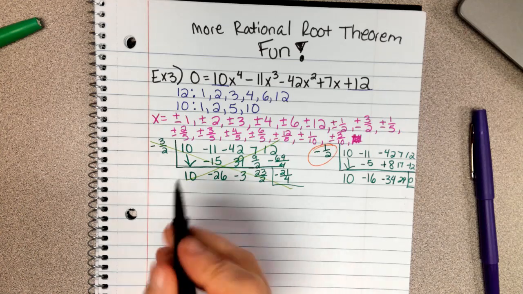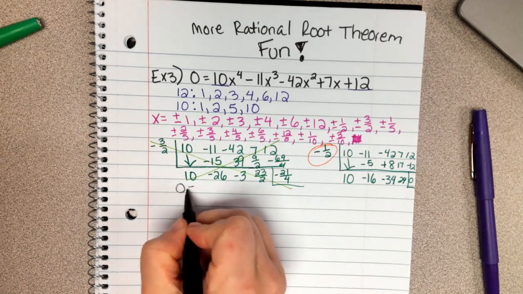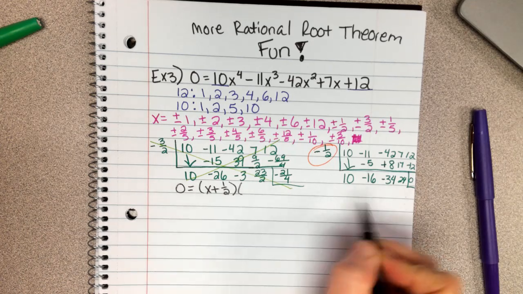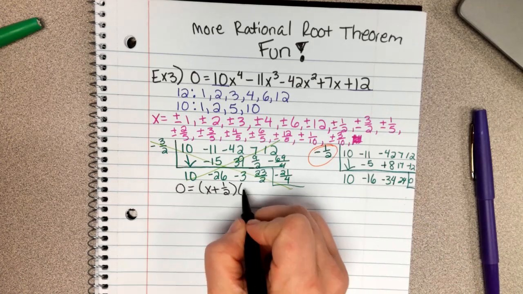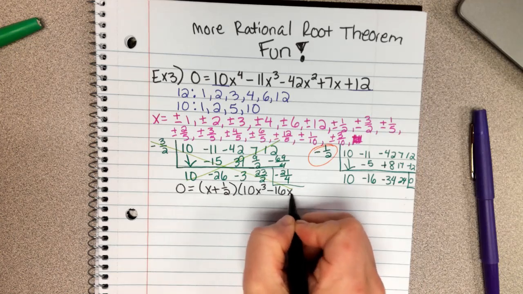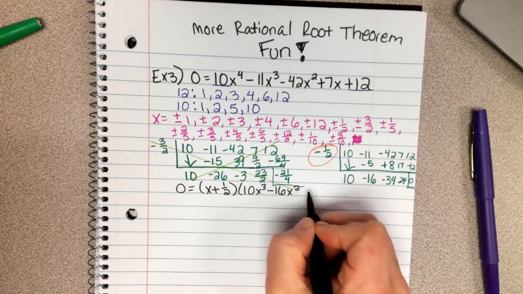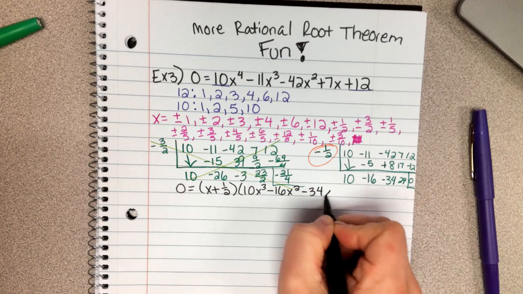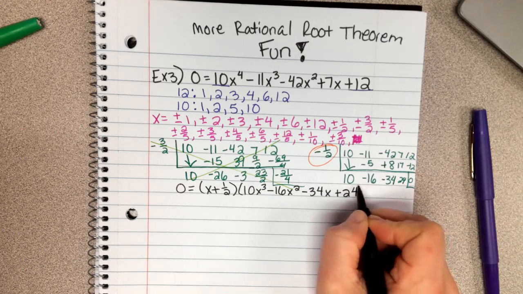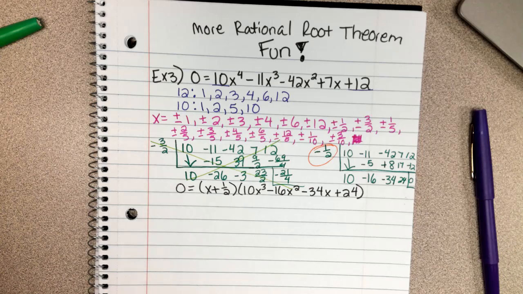So I can rewrite my polynomial. It's now 0 equals x plus 1/2, and I'll use this to write the remaining polynomial. So 10x to the third minus 16x squared minus 34x plus 24. Oh, and all of that's equal to 0, of course.